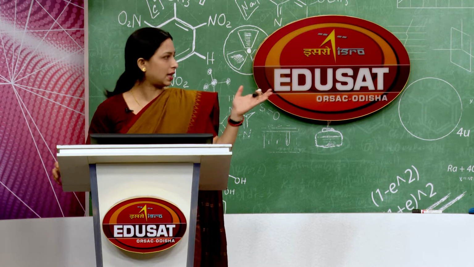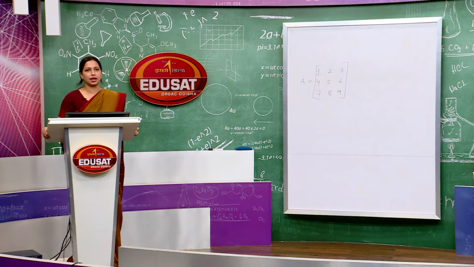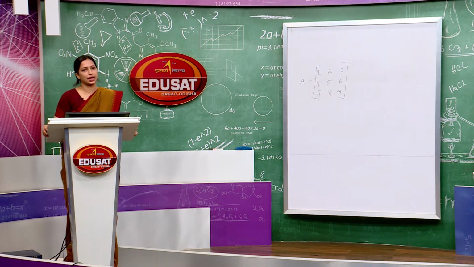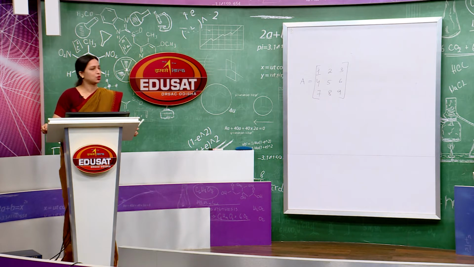So let's take a look at the whiteboard. Now if I ask you to write 1 to 9 in rows and columns, you write it like this. And if I put two brackets around it, then it becomes a matrix. And every matrix has an identity. So let's say this is matrix A, right?